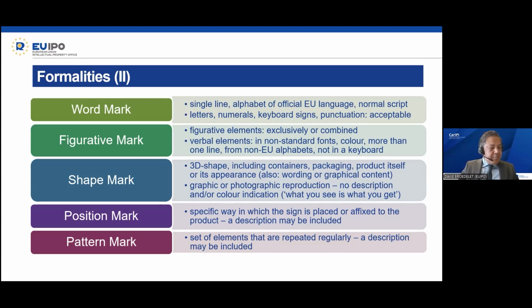And also a combination can it be of all the above. Then we have a shape mark. A shape mark is a mark consisting of or extending to a 3-dimensional shape. This can include containers of products, packaging, the product itself, or the appearance of a product, the way it looks.